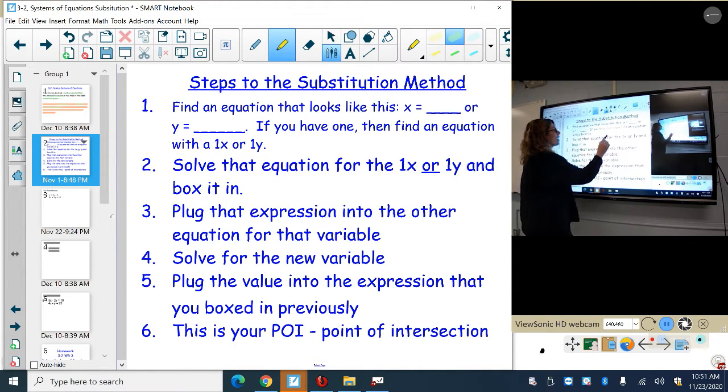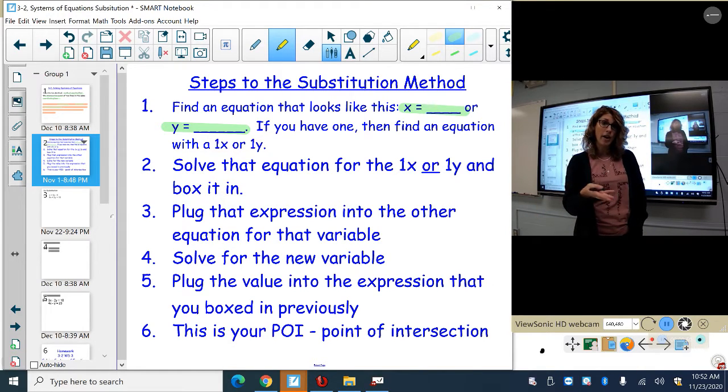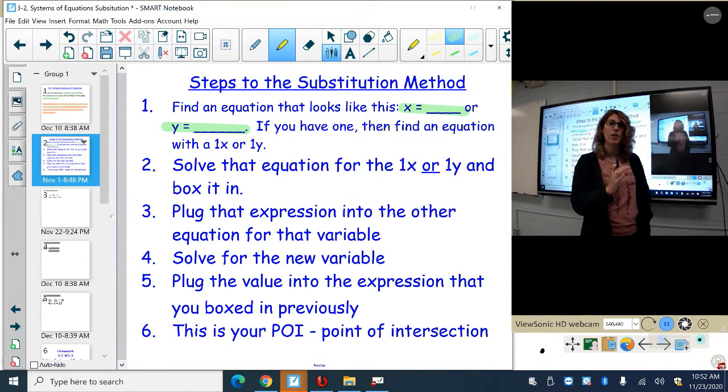Find an equation that looks like x equals or y equals. Because a lot of times the equations are already going to be solved for either x or they're going to be solved for y. If they're simply already solved for x or y, you box that in and you go to the second equation or the first equation and you plug that expression in for that letter.